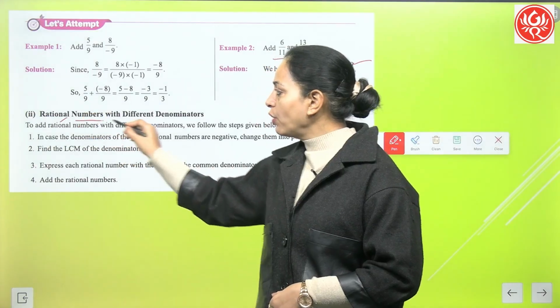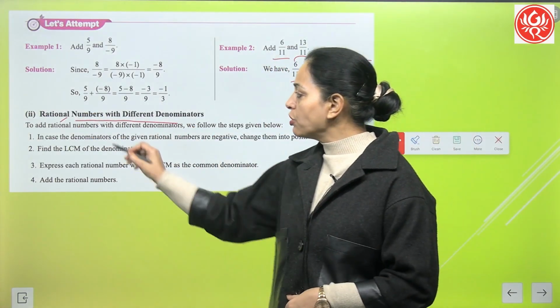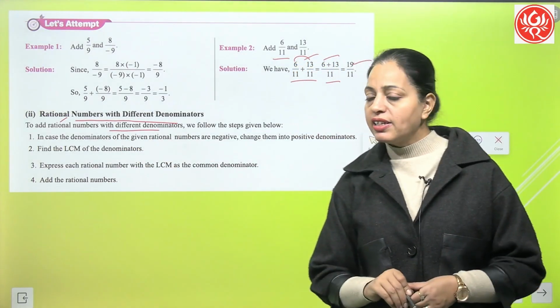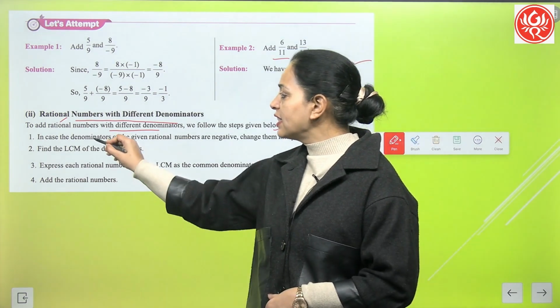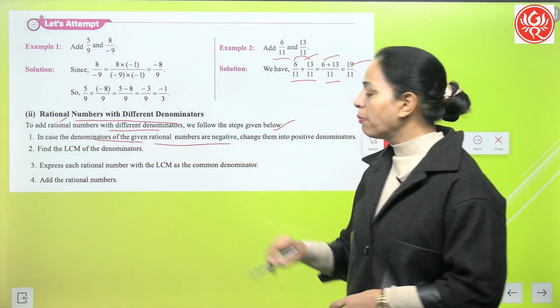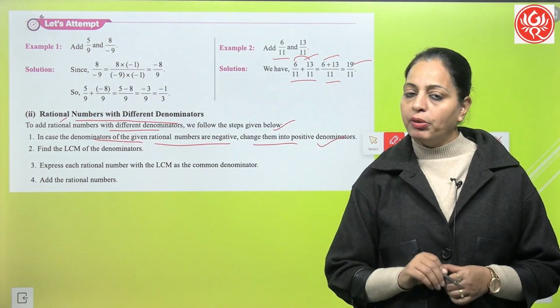Now second part, rational numbers with different denominators. To add rational numbers with different denominators, we follow these steps. The first one, in case the denominators of the given rational numbers are negative, then change them into positive denominators.